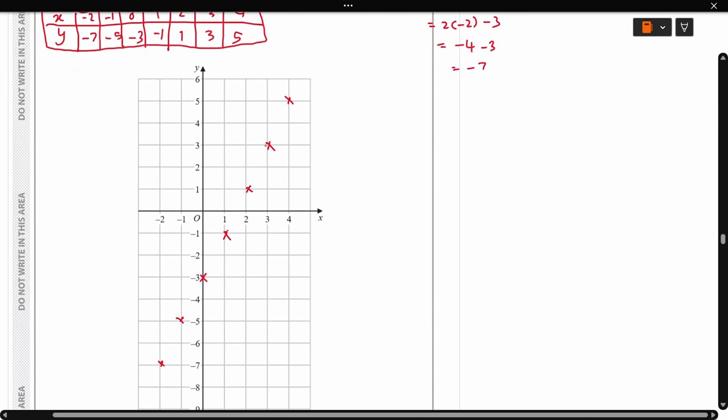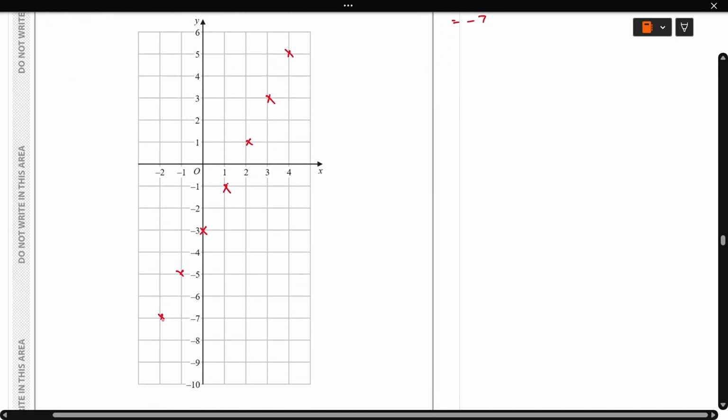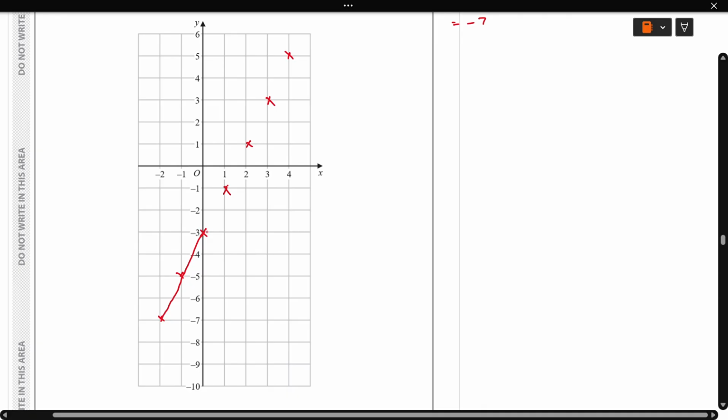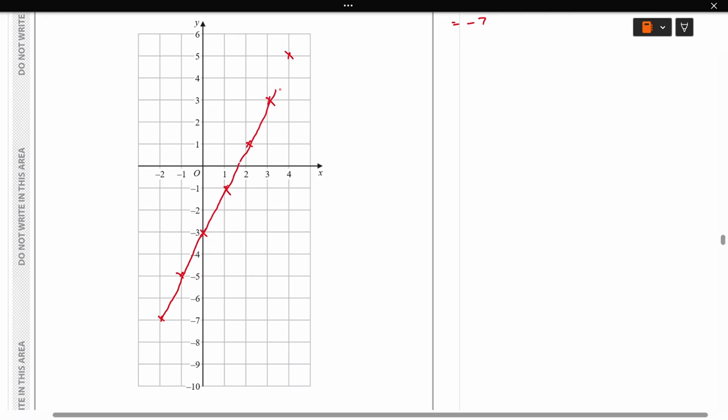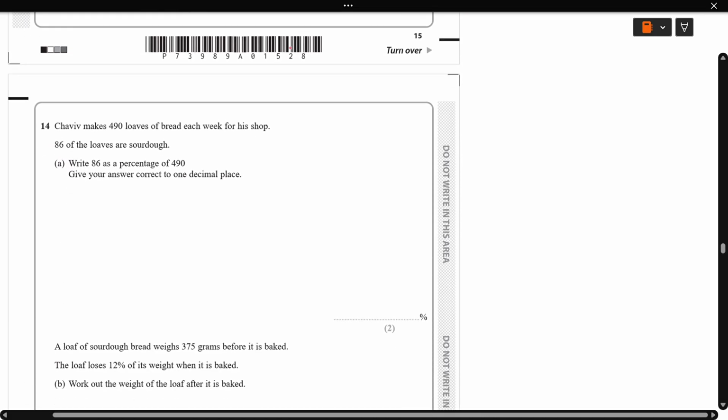Now we need to draw the graph. You have to use a ruler and draw. You will get a straight line like this. We need to connect all the points, and we'll get a straight line. Okay, so the next question.